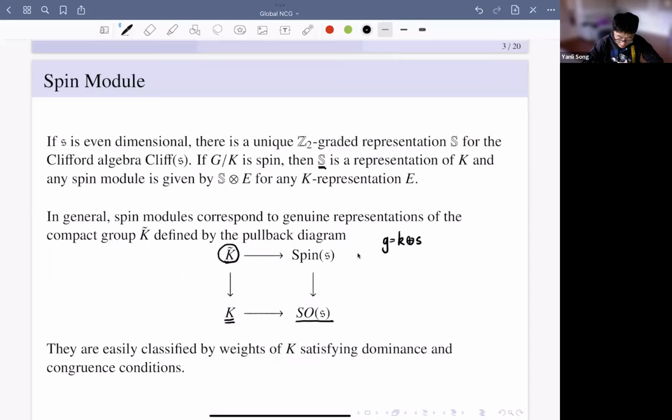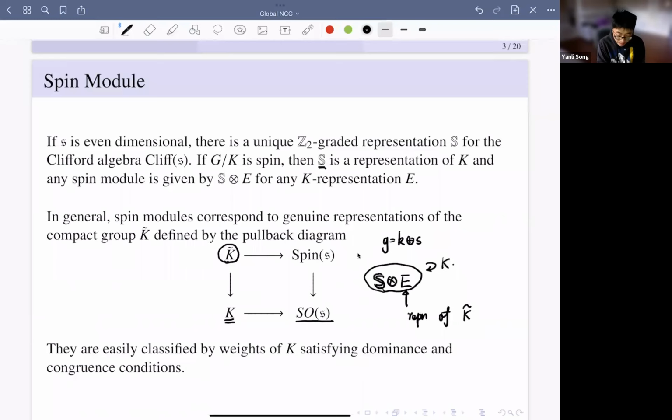So in this case, you should still form something like fancy S tensor with E, but E should be a representation of K tilde, which is not a representation of K. So their tensor product will be an action of K. This is how we handle the non-spin case. If it is spin, then everything is simple. If it's not spin, you should consider the twofold cover instead of K itself.